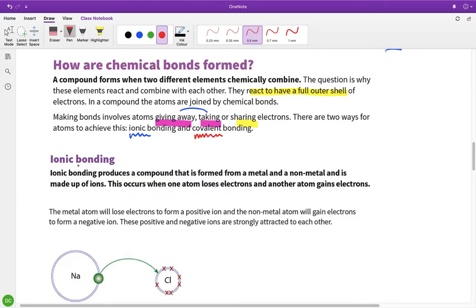Ionic bonding produces a compound that is formed from a metal and a non-metal and is made up of ions. This occurs when one atom loses electrons and the other atom gains electrons. Okay, so a lot of information there.